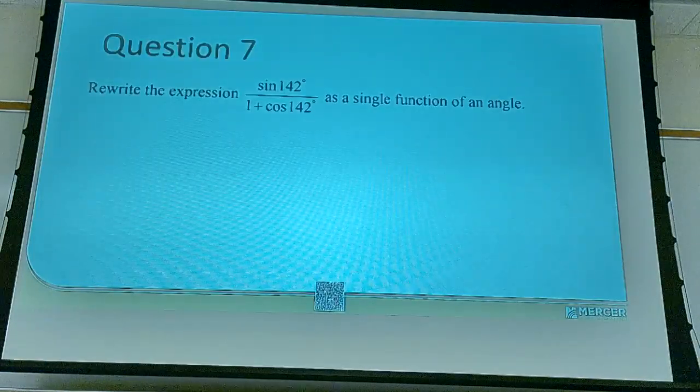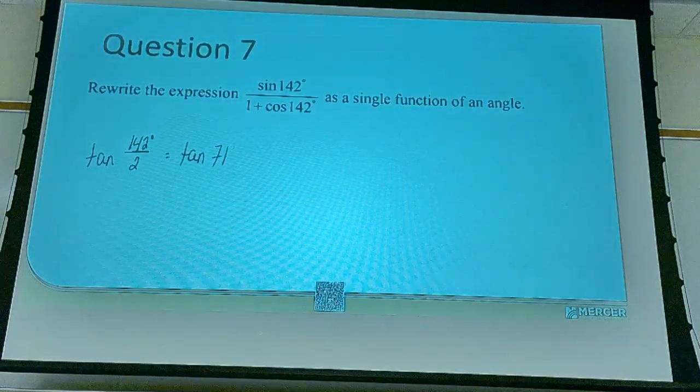Sine 142 over 1 plus cosine 142. What's the tangent? This is the half angle for tangent, and there's no special considerations. The only one that's plus or minus is the one that's a square root. So it would be tangent of 142 divided by 2. It's tangent of 71 degrees.